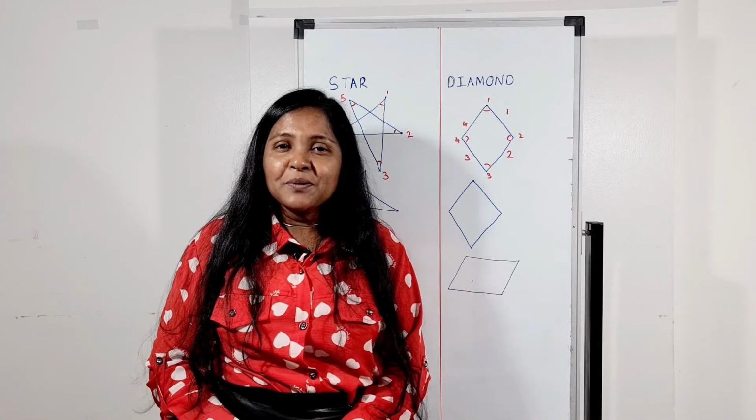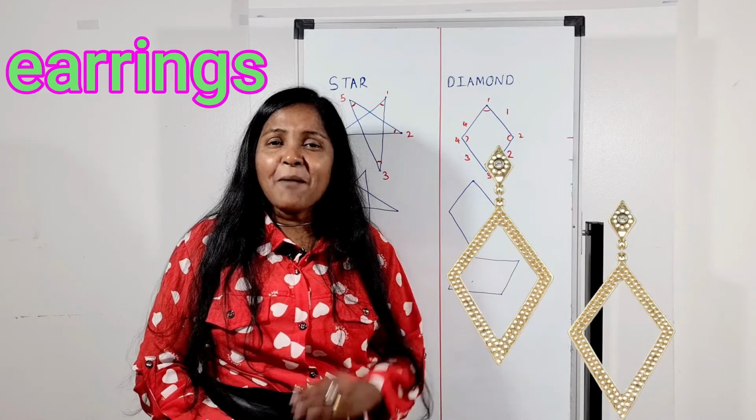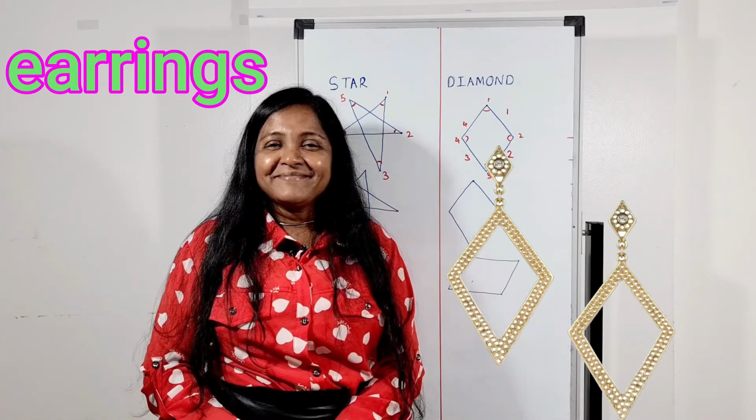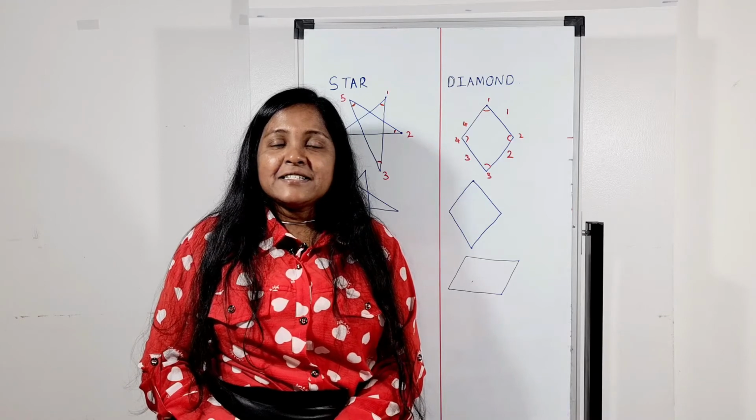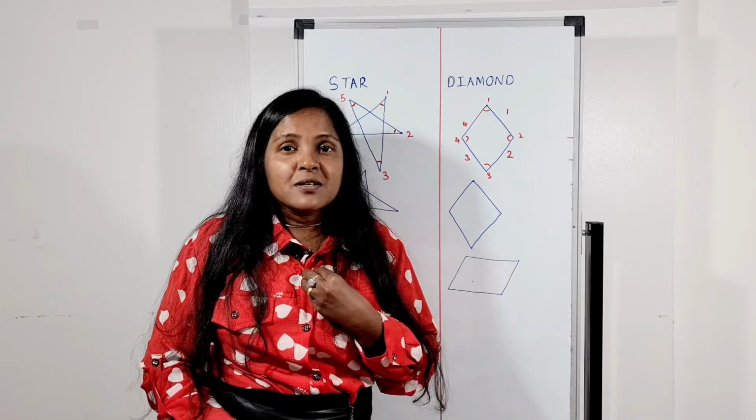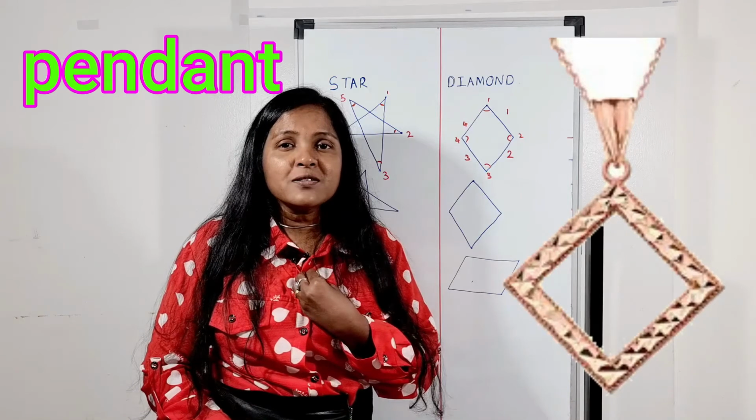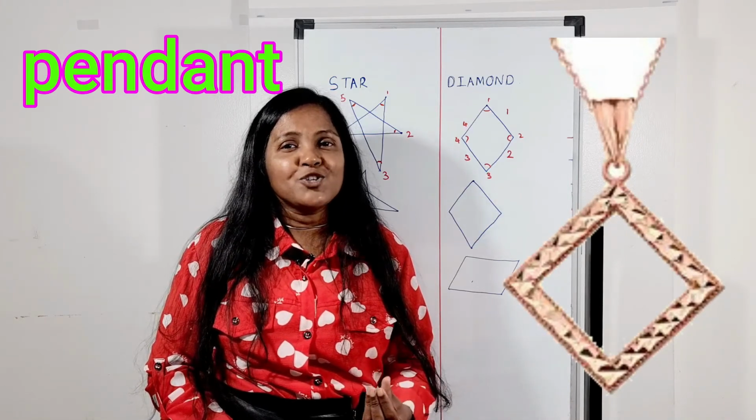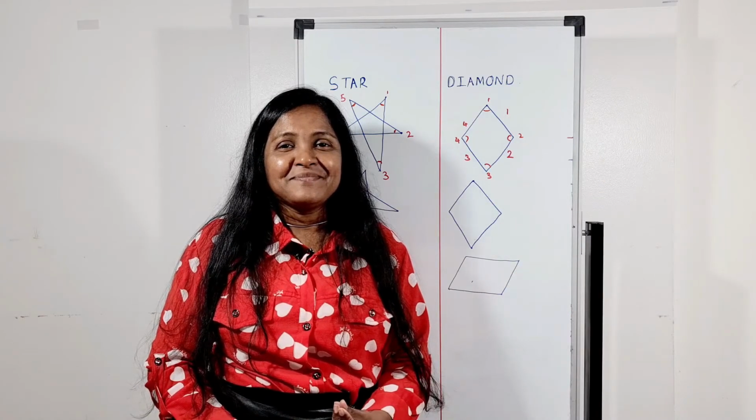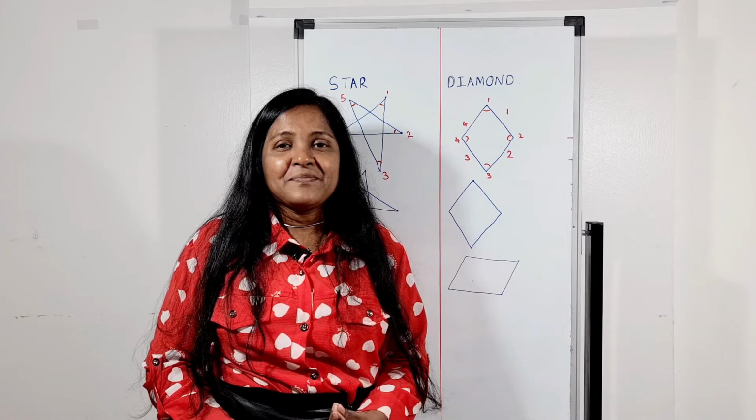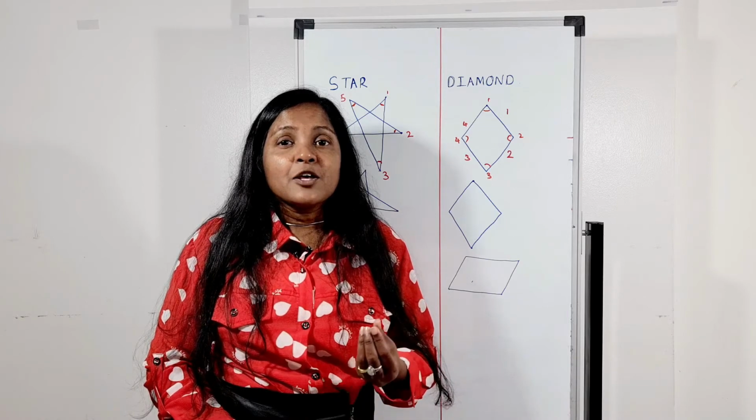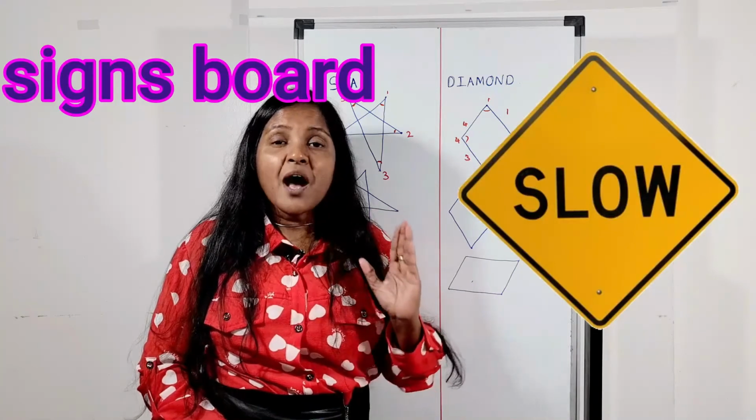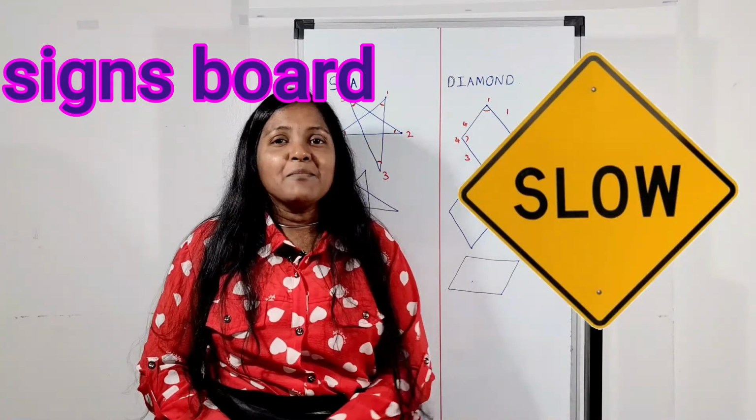Number 2, earrings. Some earrings we can also see in diamond shape. Some pendants. We use pendants for necklaces. Pendants also we can see in diamond shape. Do you know the signboards on the road? Some signboards are also diamond shape.